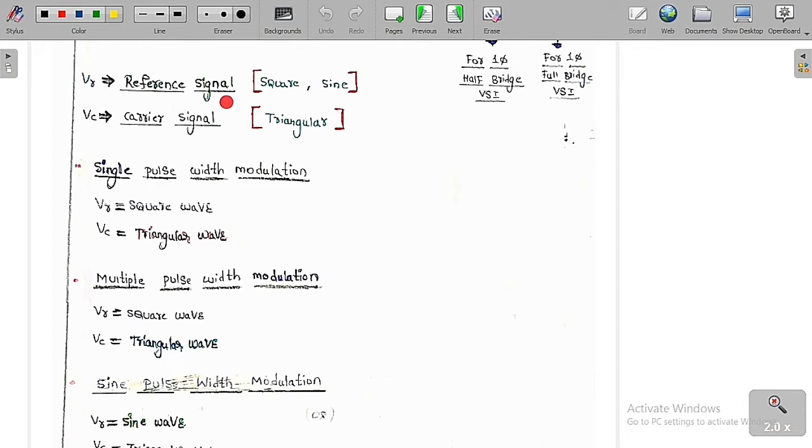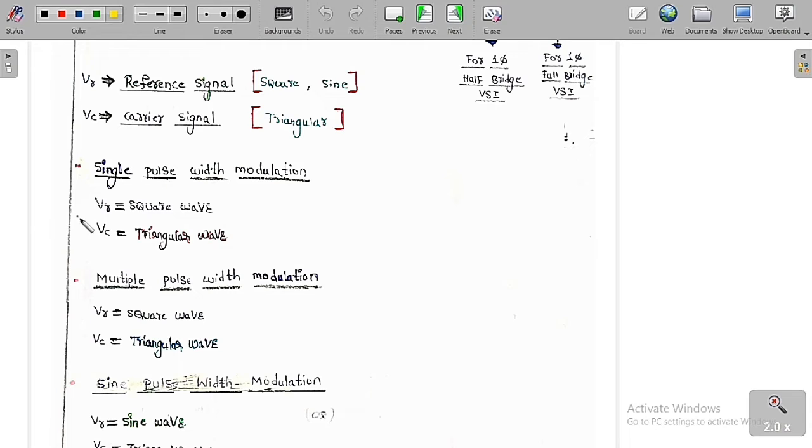So VR is called the reference signal, whereas VC is called the carrier signal. The reference signal can be either a square signal or a sine signal, whereas the carrier signal we are always going to use is the triangular signal. So this is the thing that you need to remember: the reference signal can be either square or sine, whereas the carrier signal will always be in the shape of a triangular wave.